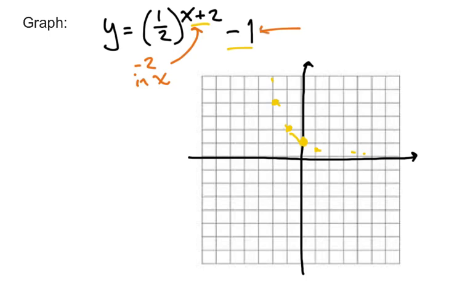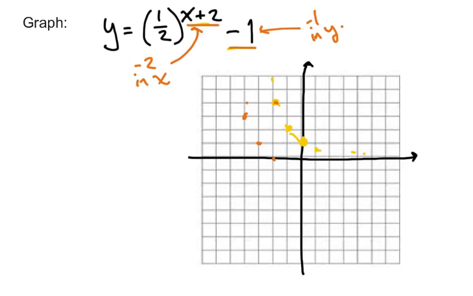This one, we take the same number that's there, -1, and that's how we're going to shift it in the y direction. So the opposite of what we see with what's next to x, and the same as what we see outside of x. So all we have to do with all of these points is shift them -2 in the x direction and down 1. So that's what happened to (-2, 4). (-1, 2) gets shifted back 2 and down 1. (0, 1) gets shifted back 2 and down 1. (1, 1/2) gets shifted back 2 and down 1.